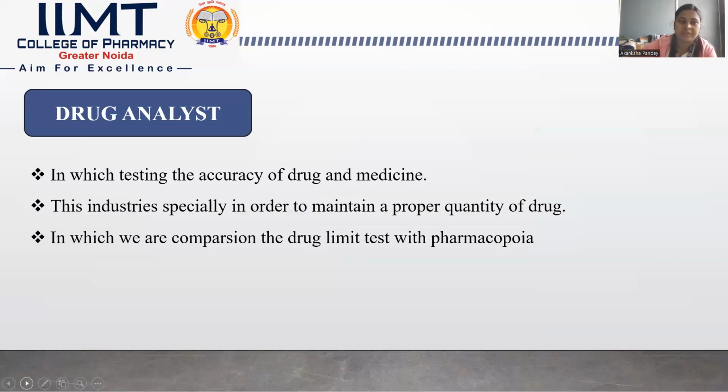Drug analyst: testing the accuracy of drug and medication. These industries especially maintain the proper quantity of drug, through comparison of drug limit tests with the pharmacopoeia. So who is a drug analyst? It is a branch, or a person, who maintains the proper quantity and quality of the drug according to the pharmacopoeia. Pharmacopoeia is the standard book, as I have already said. The pharmacopoeia is a standard book represented by any country that has the various parameters specified.